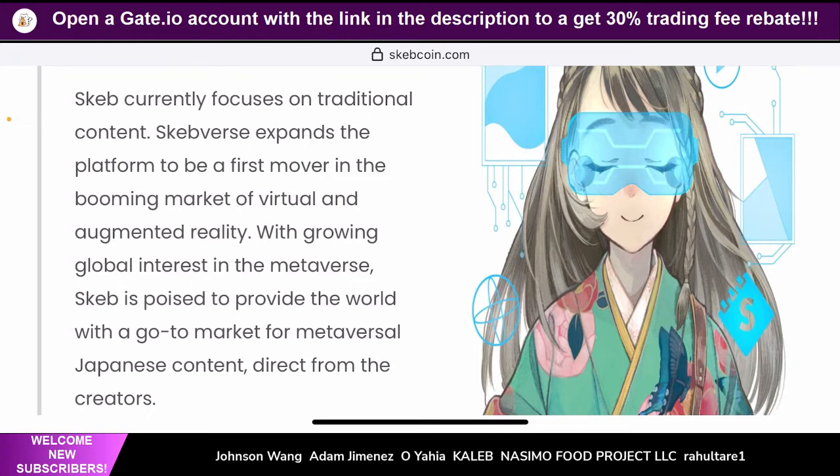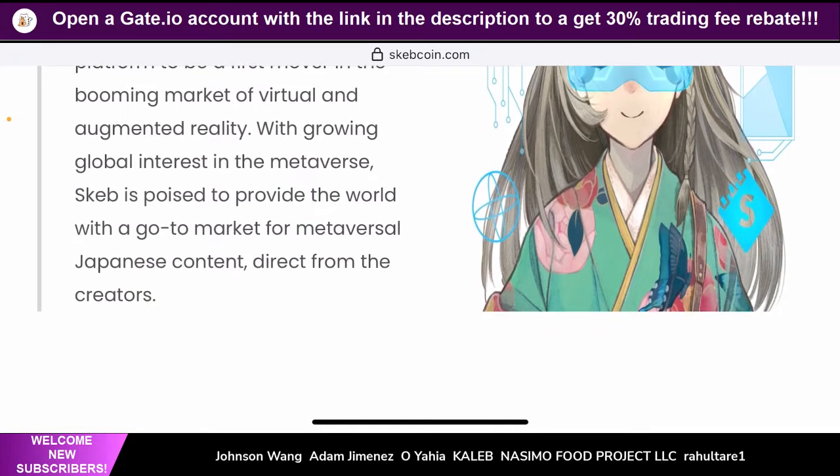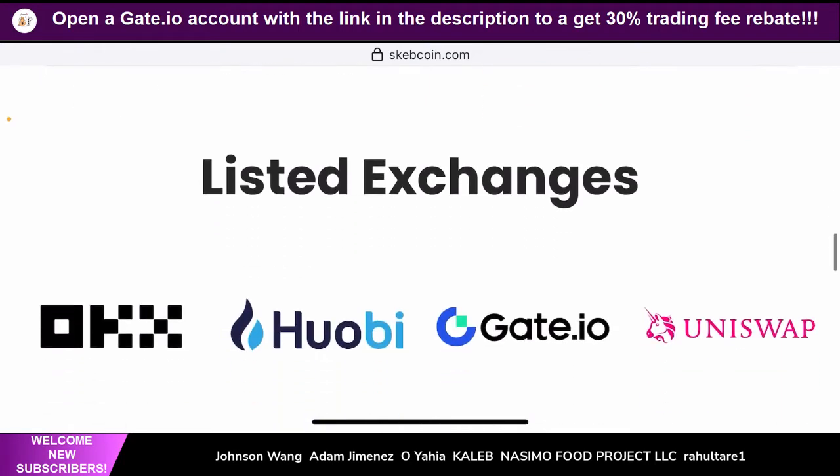So not only can you purchase content in the real world, but you can actually do that in the metaverse as well, where you can do it through the Skebverse, where you can access digital content in a VR or AR format from the content creators in the metaverse, right? So that's going to be a huge deal, and I think this particular concept will be copied by a lot of projects in the future, right?